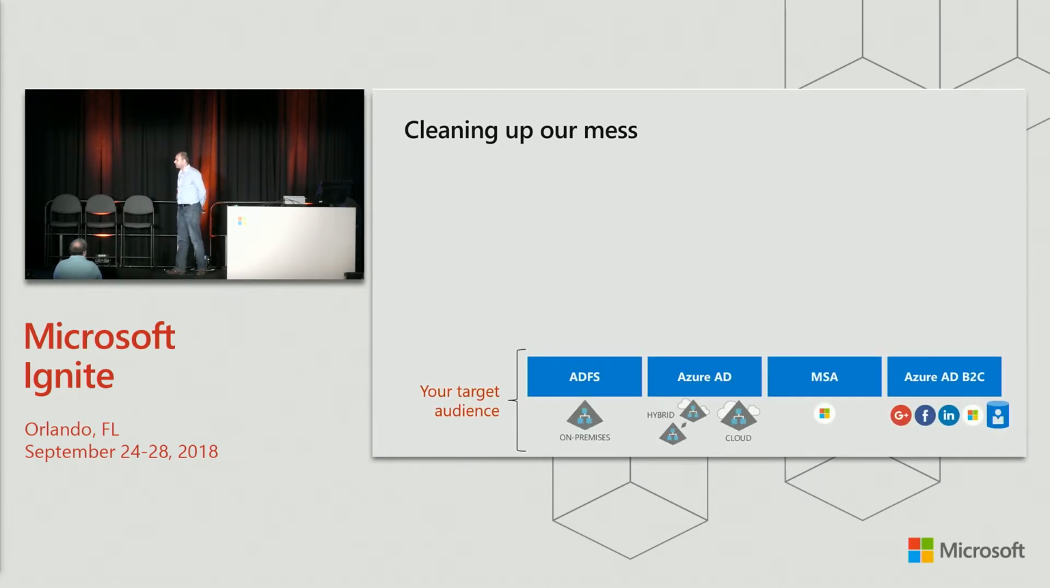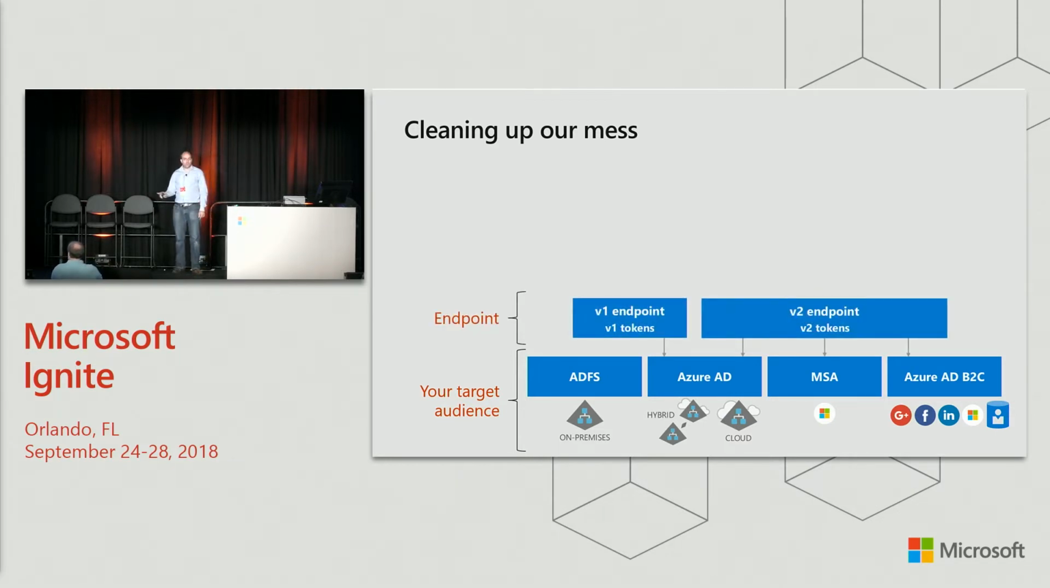So let me show you what this means. Your target audience, reaching all the users that you need to reach. There's nothing wrong here. This is table stakes. We need to be able to reach on-prem, hybrid, in the cloud, MSAs, your customers. And you do that through two endpoints today, through the V1 endpoint and through the V2 endpoint. So why did we introduce the V2 endpoint? Well, be aligned to standards. We have made a commitment to open standards, and we align to industry best practices.